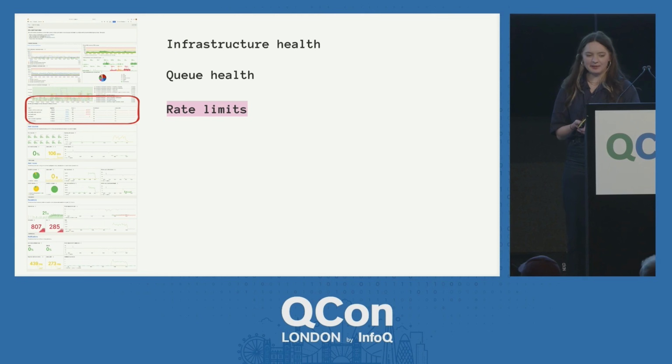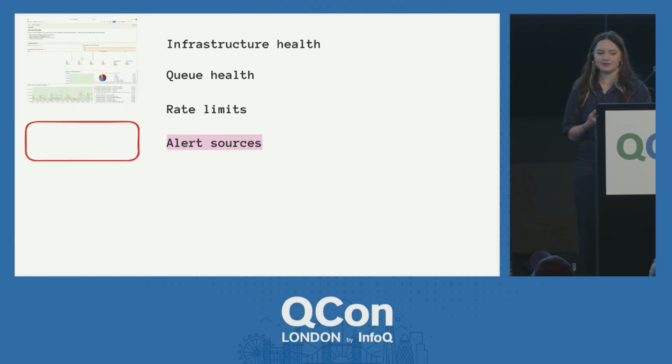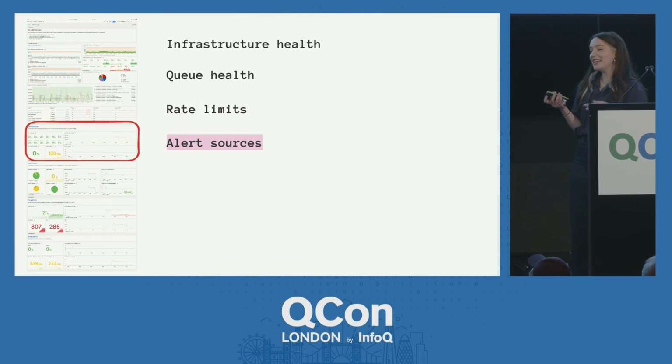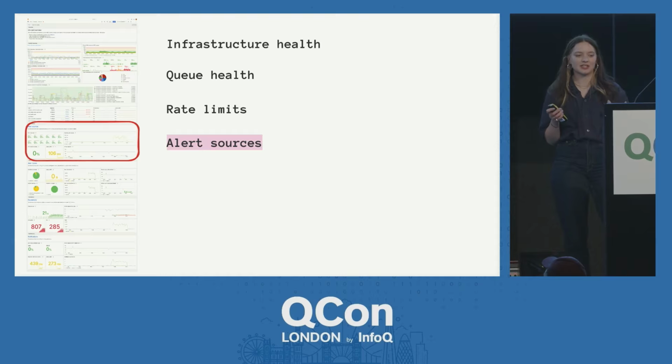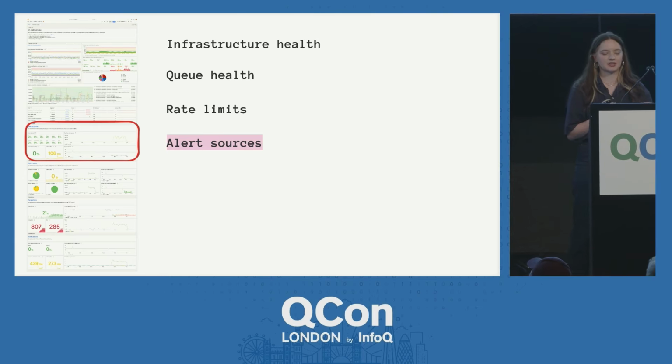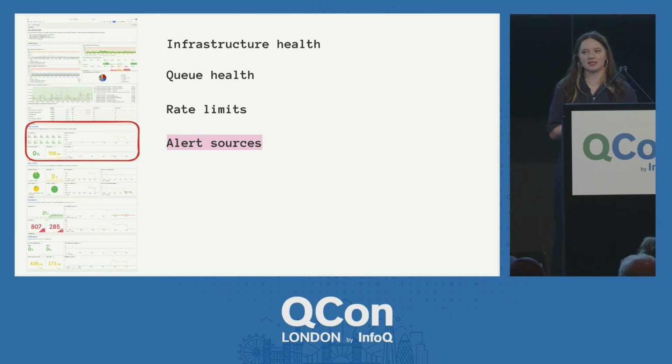Then we have rate limits, so what traffic are we blocking and where is that happening? Then for each of those boxes I showed on our system diagram earlier, we have a section. And for each row, we want to give a really clear picture of whether our system's single job is happy or sad, without going into too much detail.